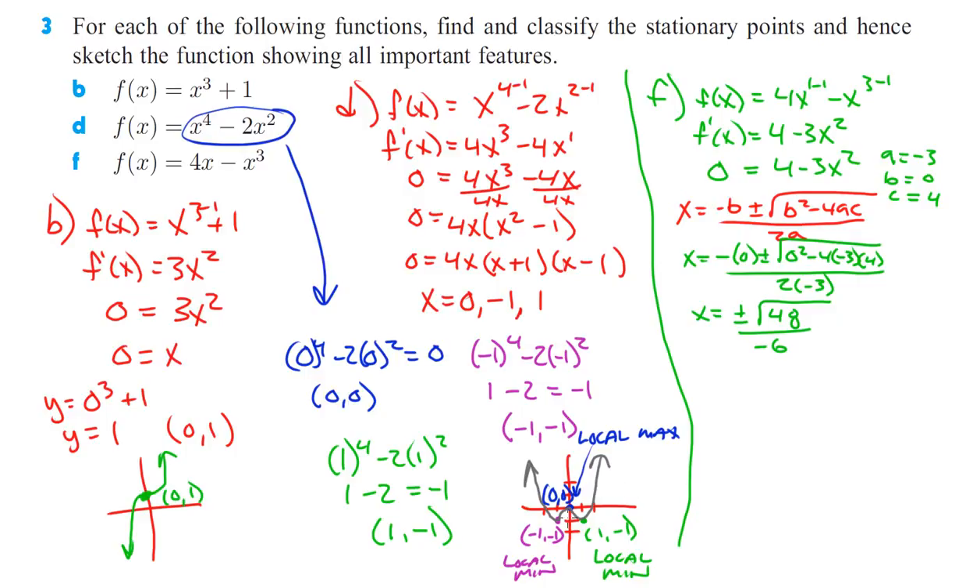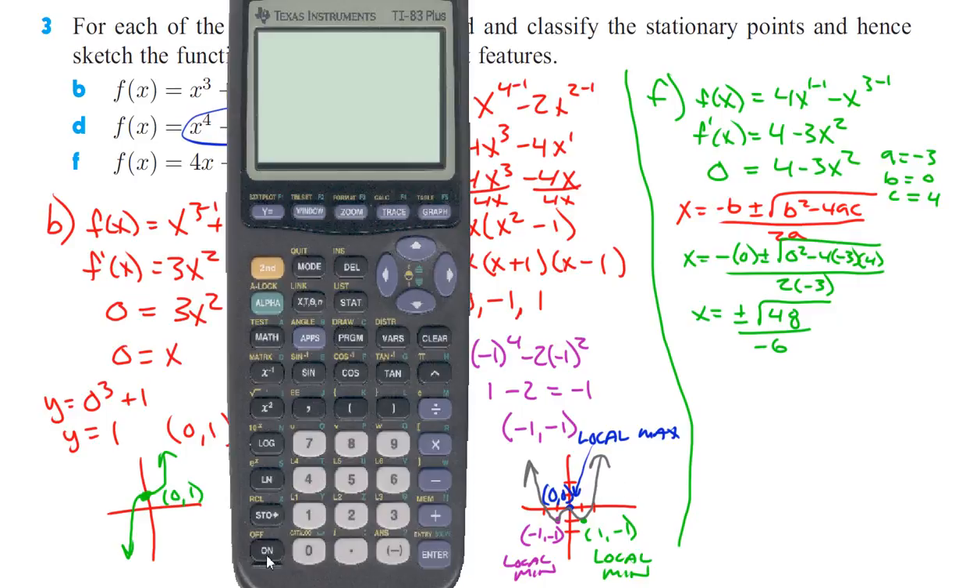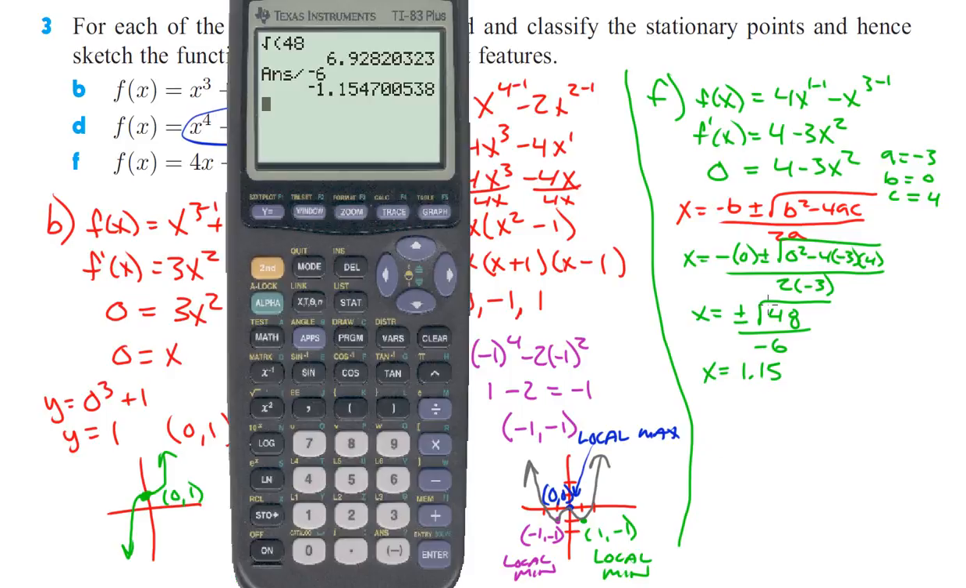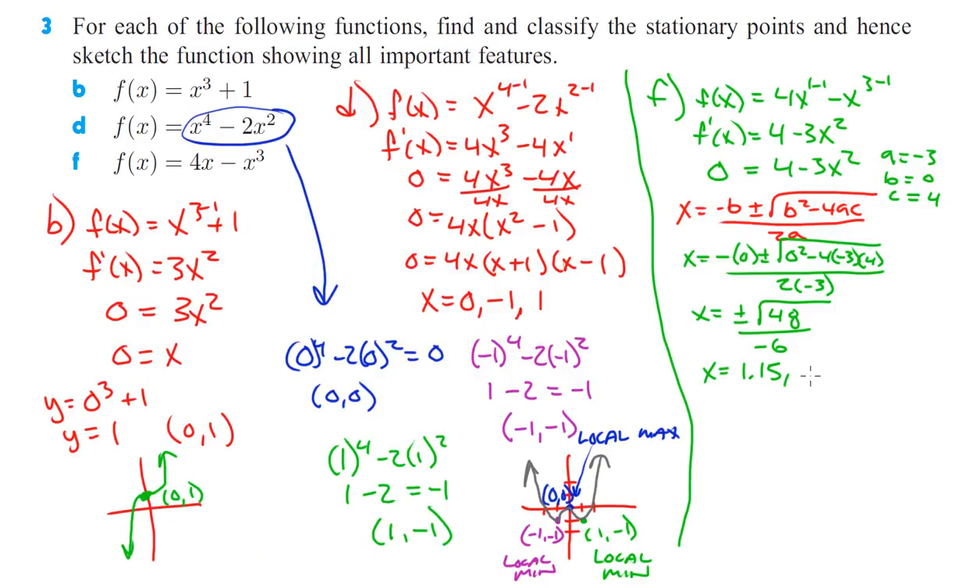All right, so let's get our calculator and see what that actually is going to be. So take the square root of 48 and then divide that by negative 6, and we get 1.15. Officially it's negative, but if you'll remember, it's plus or minus that anyway. So x is going to be 1.15 and negative 1.15. So those are going to be our two x values.